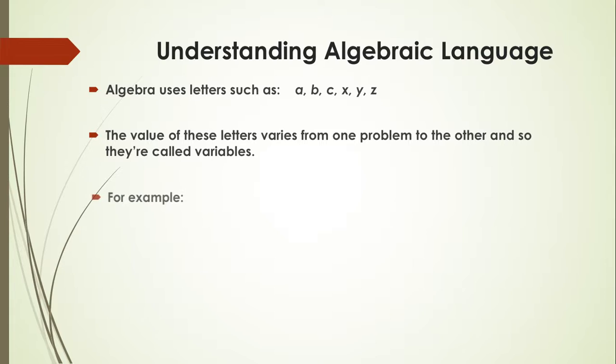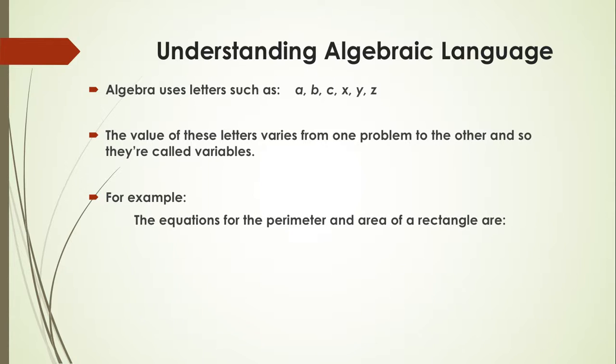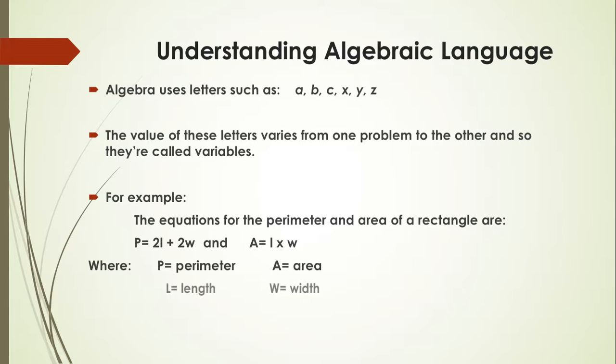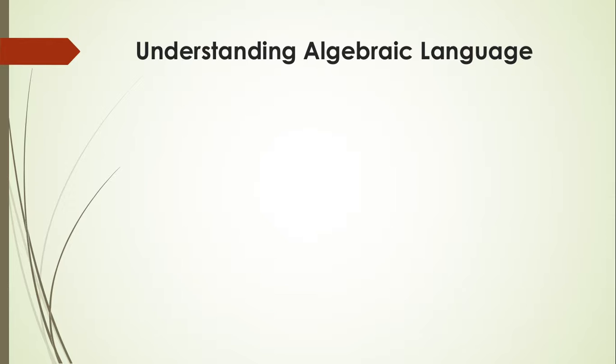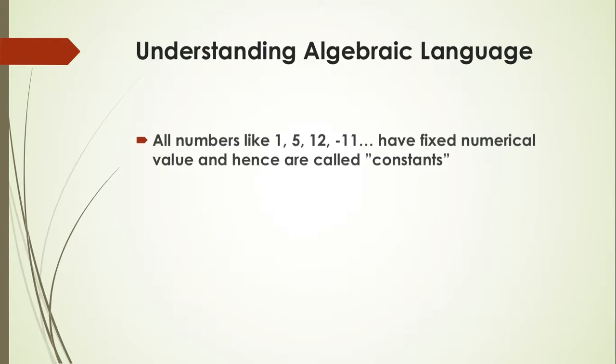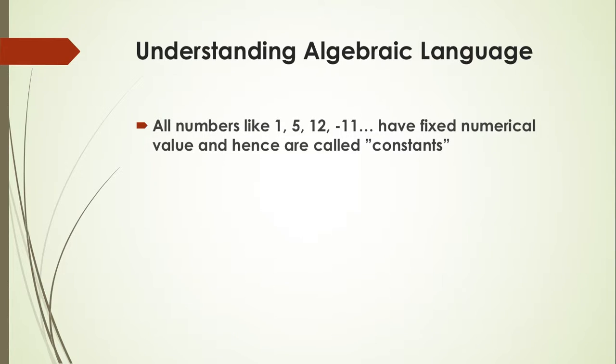For example, the equation for the perimeter and area of a rectangle are P is equal to 2L plus 2W and A is equal to L times W, where P stands for perimeter and A stands for area. L stands for length and W stands for the width. Hence, all numbers like 1, 5, 12, -11 have fixed numerical value and hence are called constants.